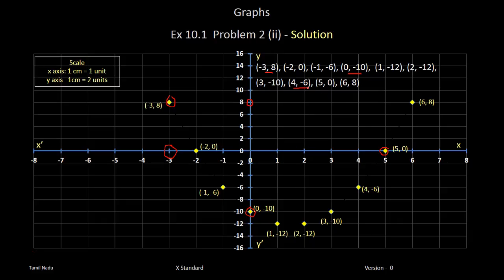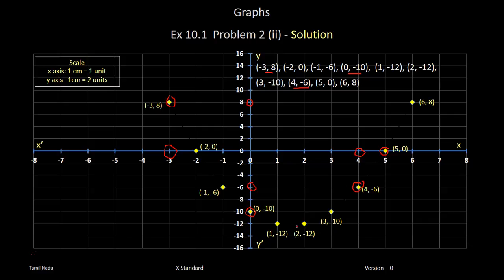Let's take this point. x is equal to 4, y equal to minus 6. So 1, 2, 3, 4. x is equal to 4. y is equal to minus 6, right? So this is minus 6, right? So you come horizontally on this line and vertically down. So this is the point. So like that, you can plot all the points. So these are the various points.